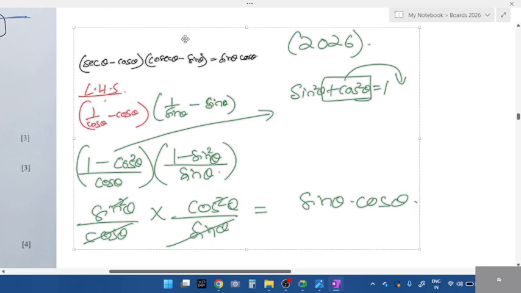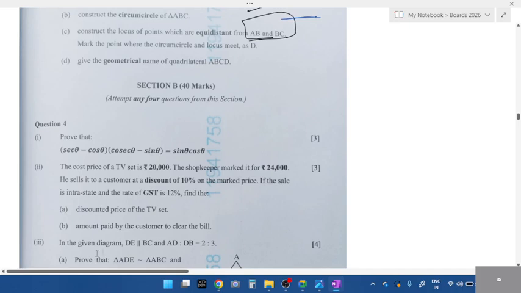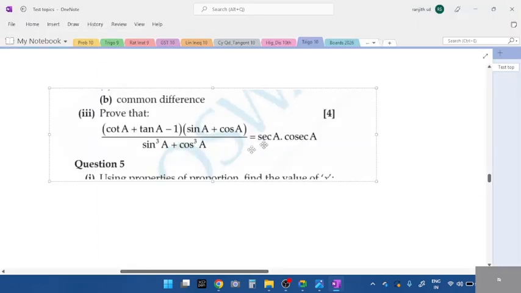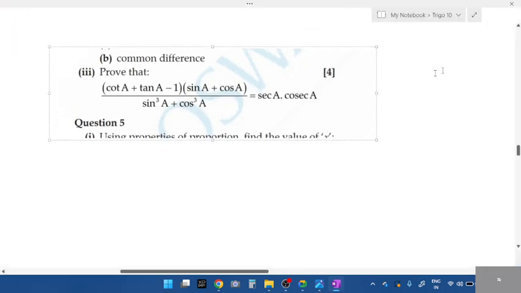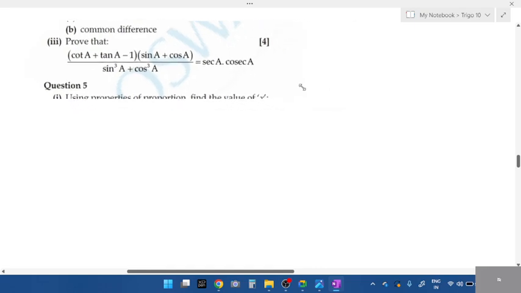This is 2026. So we'll solve around 8 to 10 years, students. Previous, you just compare. You just check which are the questions that are difficult. 2026, now 2025. Yeah, make a note of this. This is 2025. Write this question. This was a good question. 2025.